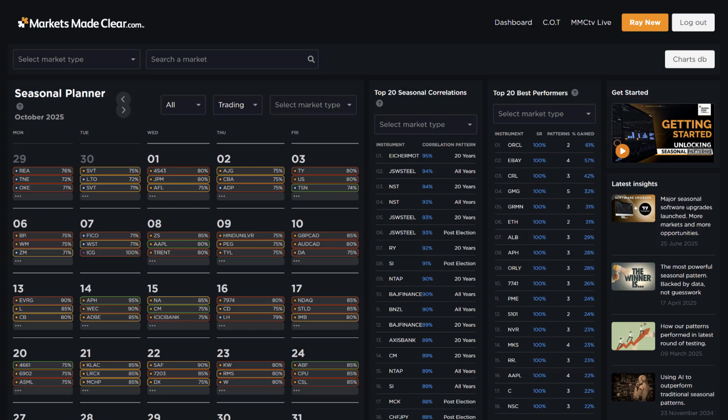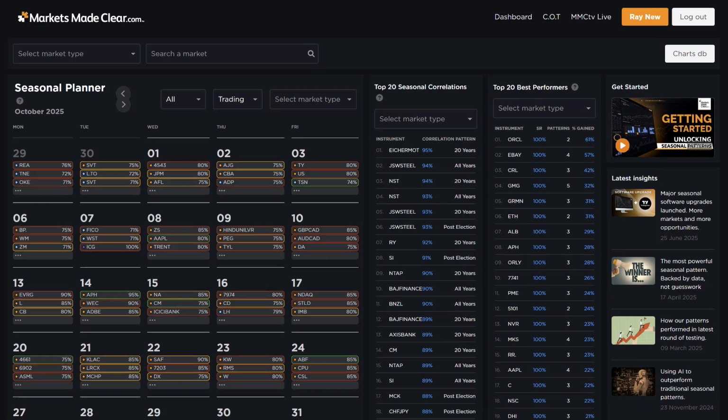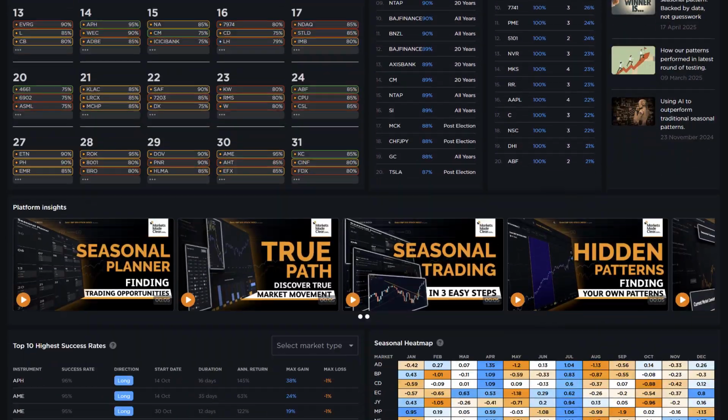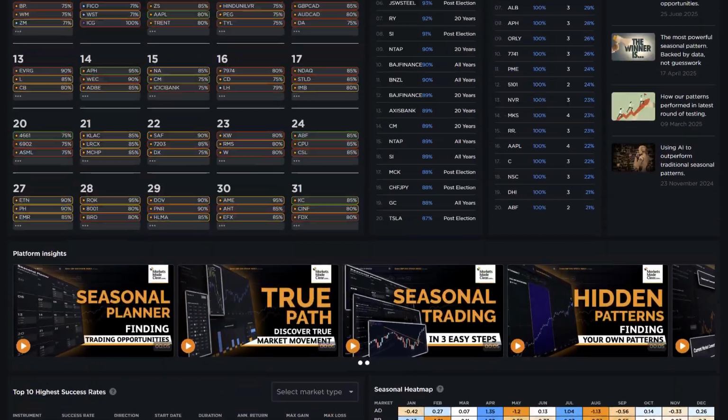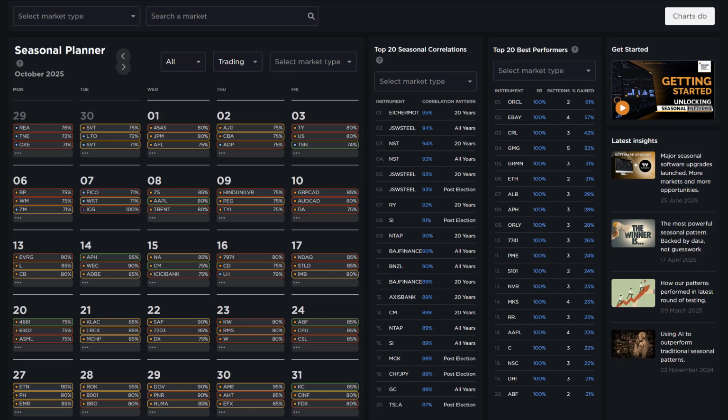When you log into our seasonal platform, you will be greeted by our seasonal dashboard. Our dashboard has been designed with one simple aim, and that is to help you find the highest probability markets to trade. There are 5 ways to find trades in our dashboard, and they all center around what we call optimum seasonal patterns. But to understand how they work, I first of all need to explain 2 simple concepts.